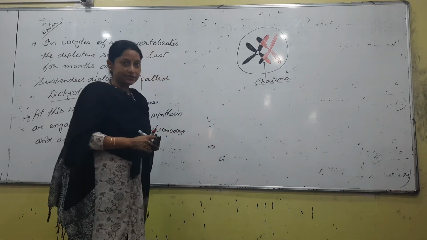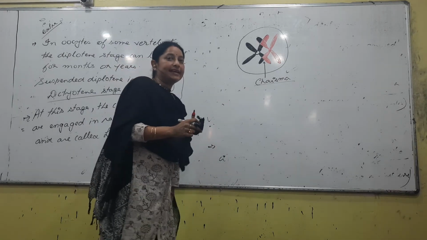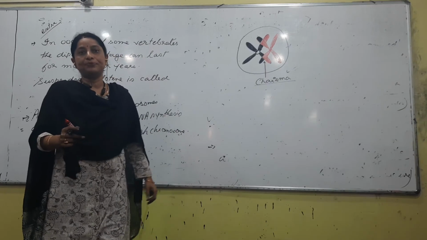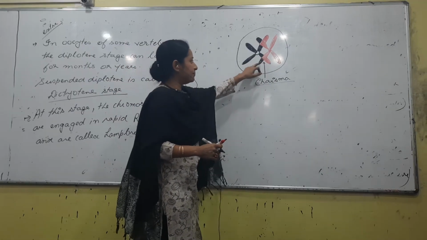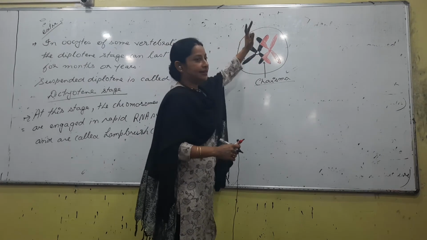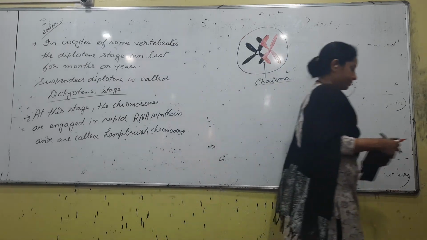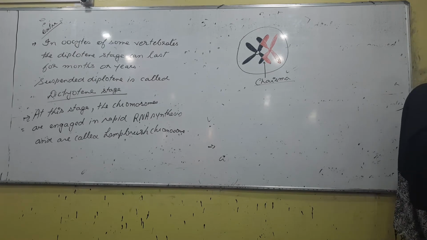So while tending to separate, the point at which they remain attached is called as chiasma, right? When they are separating, at a point they remain attached, X shaped, and that we call chiasma. This is another chiasma. Chiasma forms when they start to separate, right? If they do not separate, chiasma does not form.